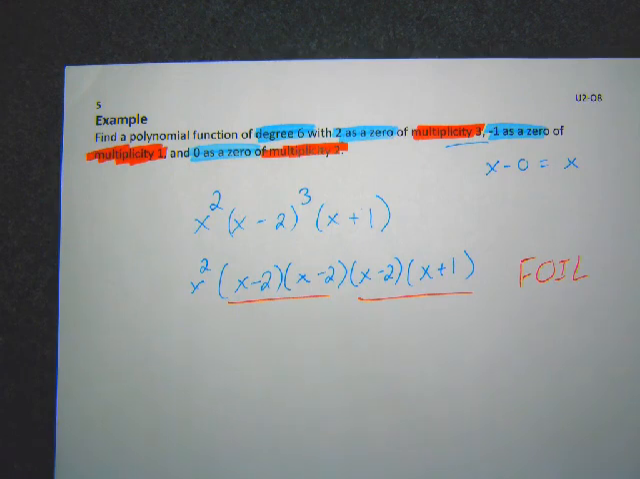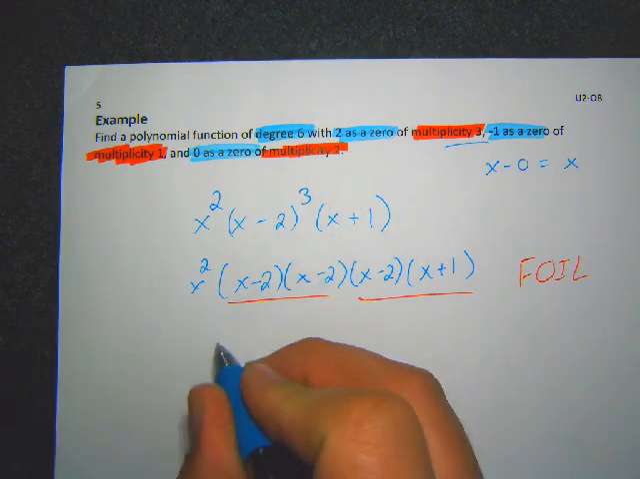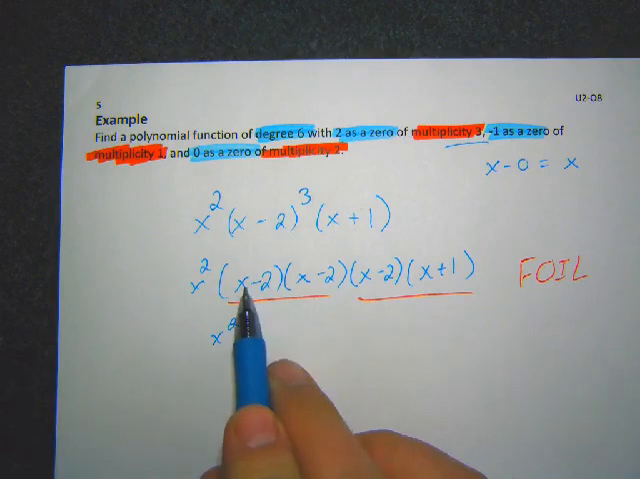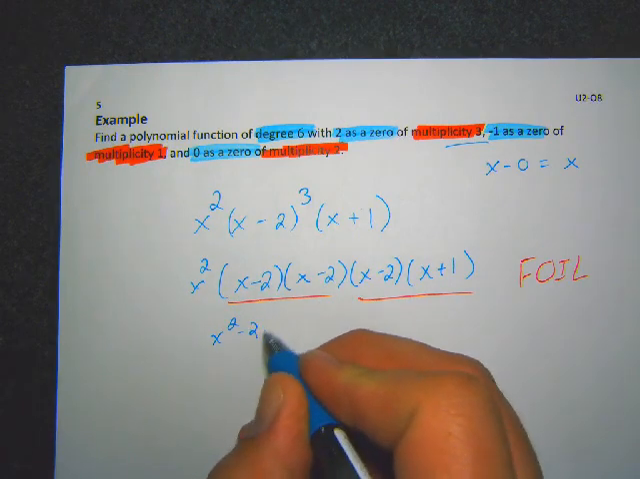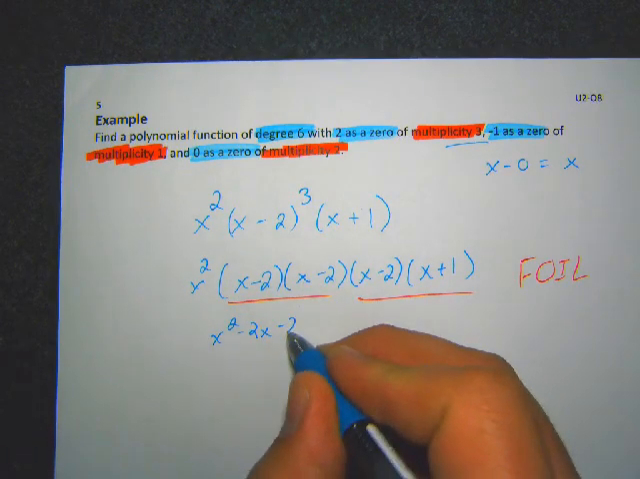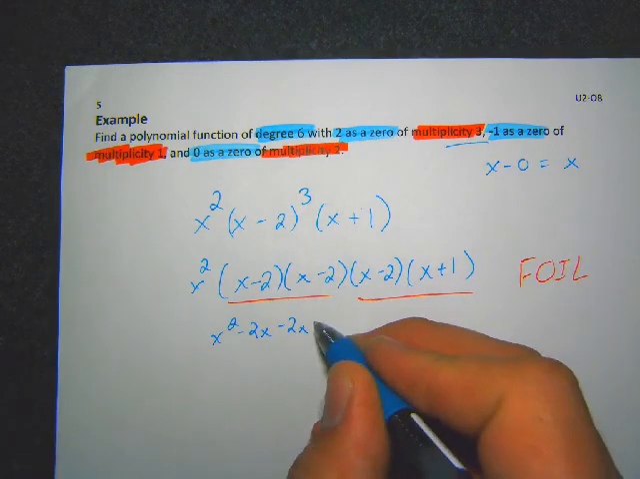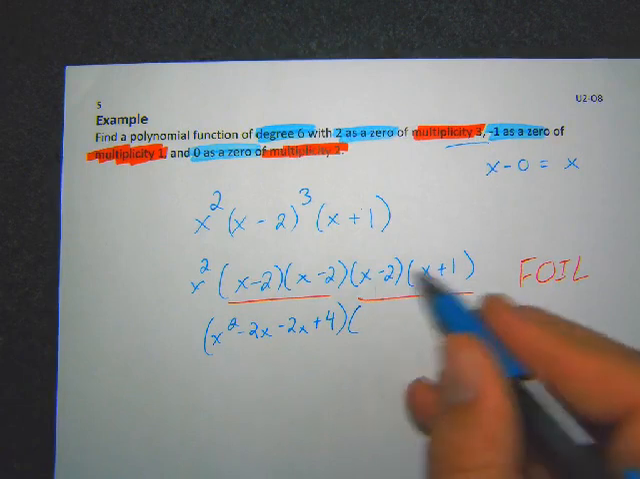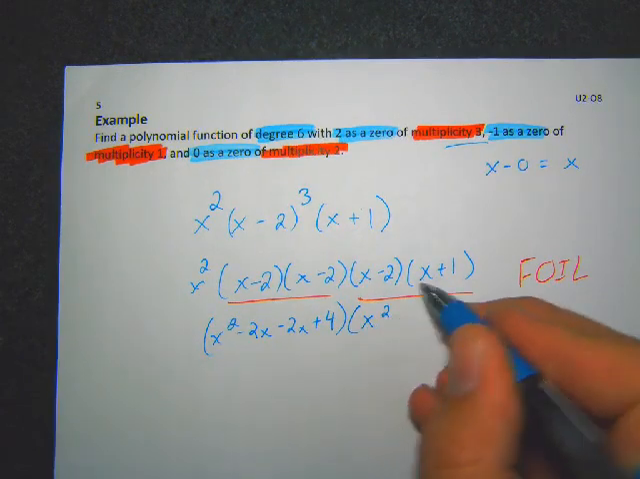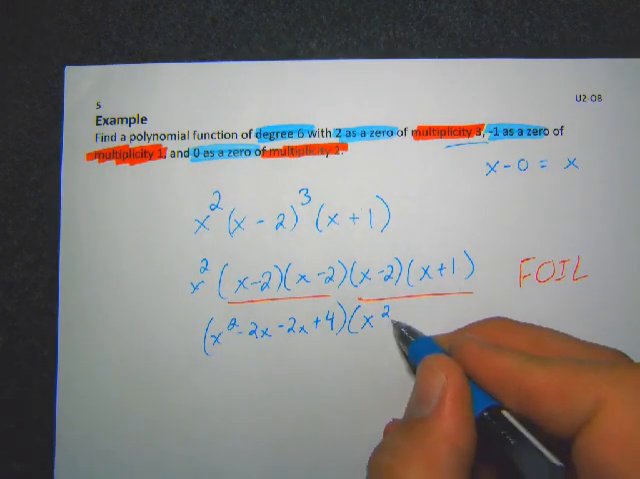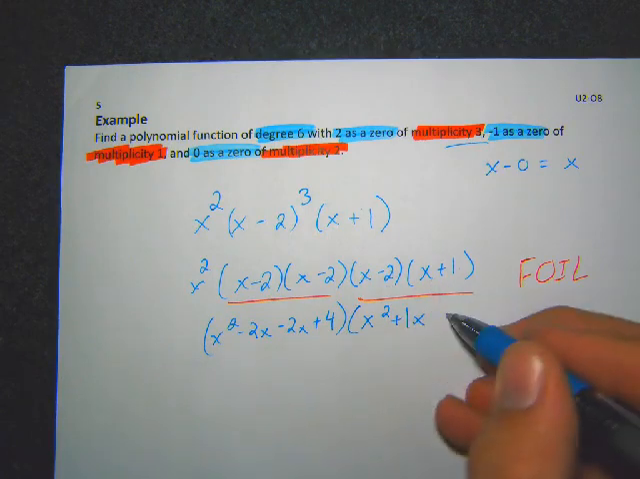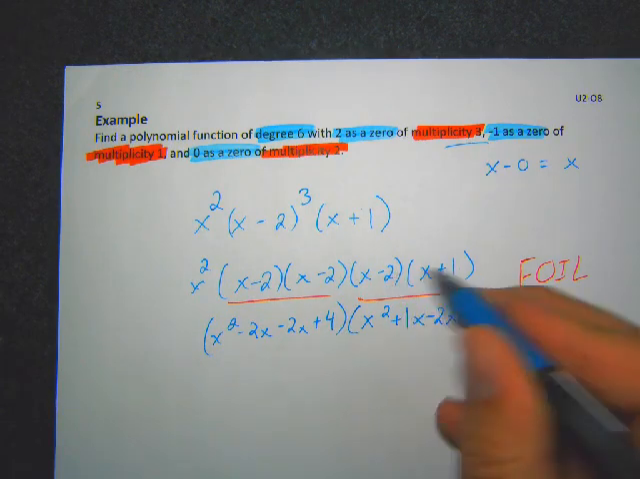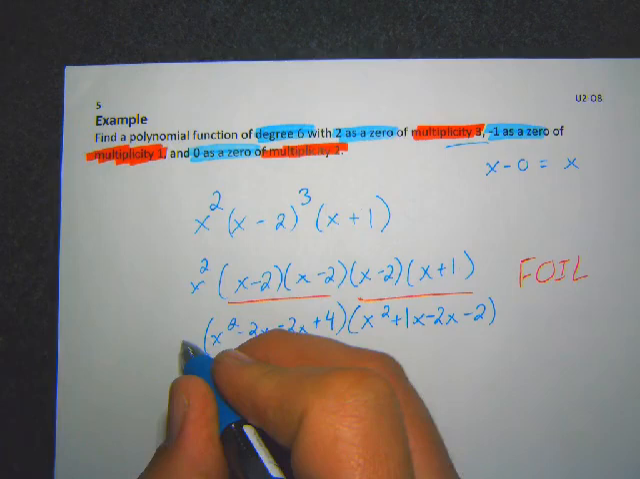So when I do my FOIL, remember I do my first. So I do x times x is x squared. I do x times negative 2 is negative 2x. Negative 2 times x is negative 2x. Negative 2 times negative 2 is positive 4. So that's what I got when I multiplied those two together. I'm going to do these two. X times x is x squared. Outside x times 1 is 1x. Negative 2 times x is negative 2x. And then negative 2 times 1 is negative 2. Don't forget the x squared at the front.